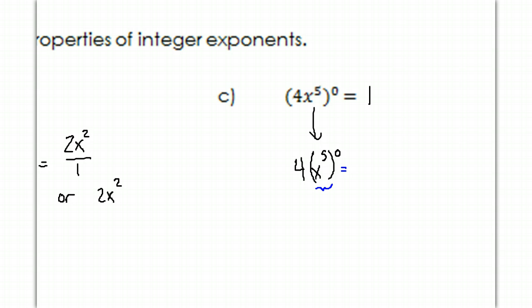Just this part will give us 1, but then we'd still have the 4 times 1. So that answer at the end would be 4. Notice the only thing that's different about those questions is where the parentheses are located. So parentheses really do tell you a lot about certain questions.